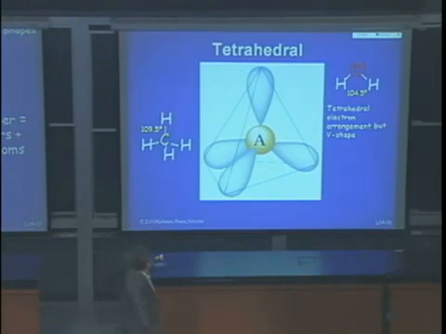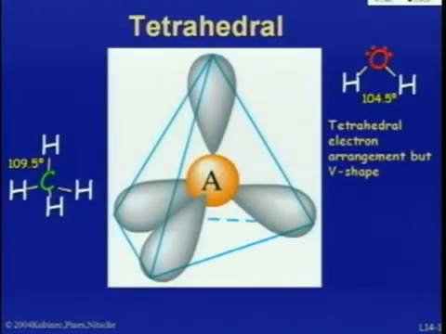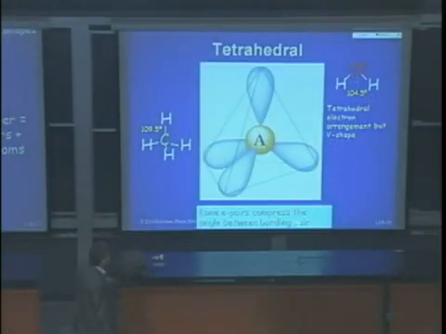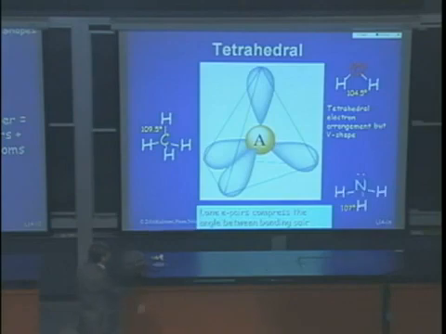Let's have another example. That's a sort of V-shaped arrangement, but it's tetrahedral. If you look at it, it's V-shaped, because you can't see these free electron pairs. So that's called the lone electron pair compression, where the lone electron pairs compress the angle between the bonding pairs. Now let's look at another compound.